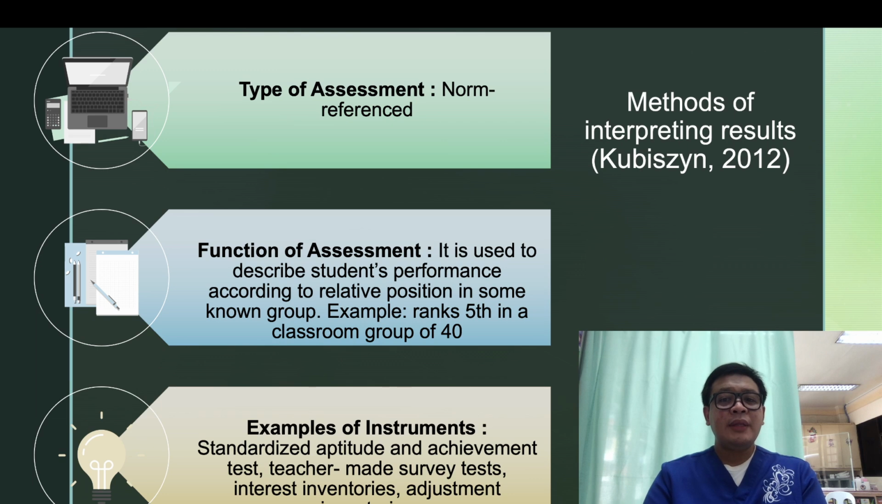The method of interpreting results according to Kubiszyn 2012 is norm reference. So when you say norm reference, its function is used to describe students' performance according to relative position in some known group. Say for example, a student ranks fifth in a classroom which is a group of 40. Examples of instruments that are used are standardized aptitude and achievement tests. You also have teacher-made survey tests, interest inventories, and adjustment inventories.